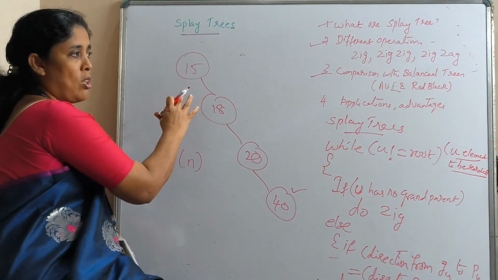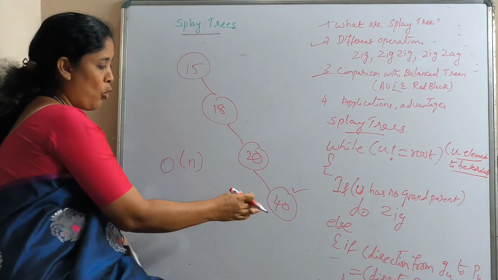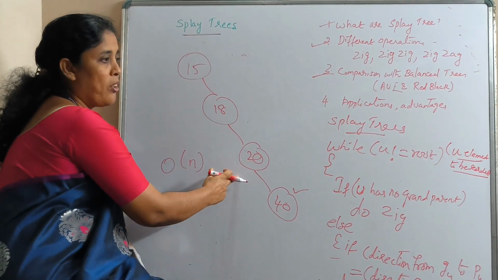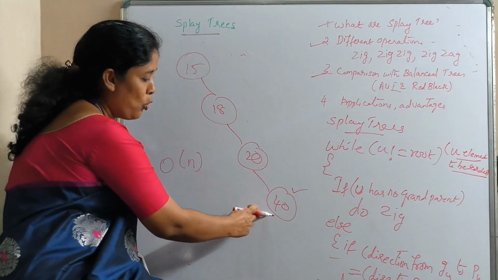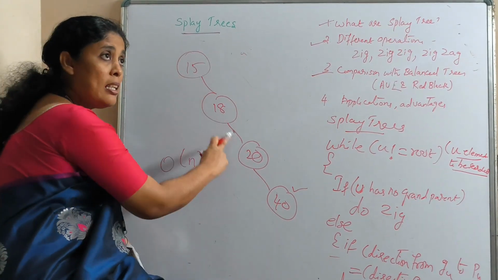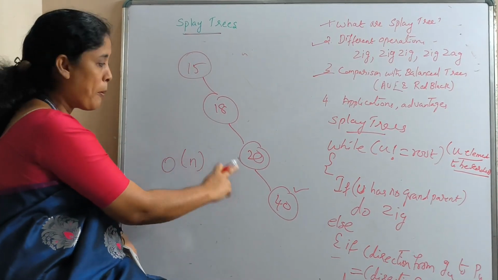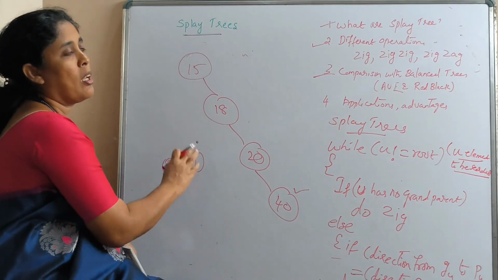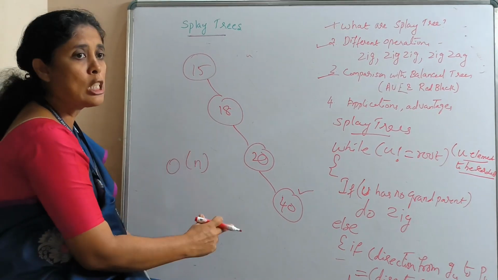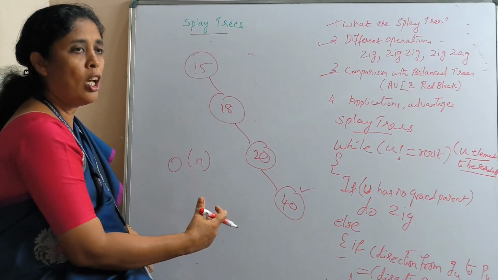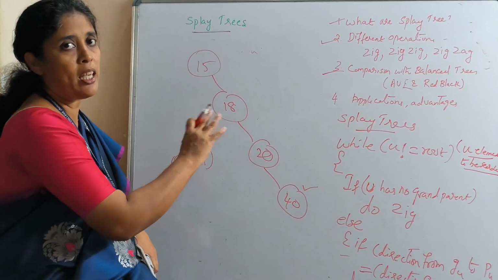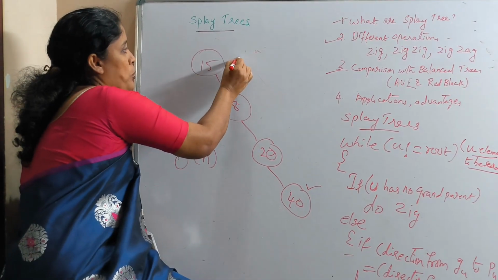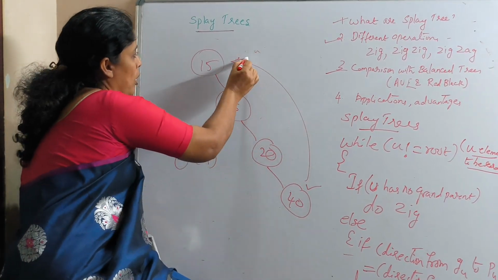It is not matching. If 40 is greater, you will come to the right side. Again, it is not matching. You will come again to the right side. Now you have found it here. So n comparisons you have made. N comparisons from the root to the search element are done. But once you search, you will automatically go in for splaying. Splaying means you will bring this 40 to the root position.